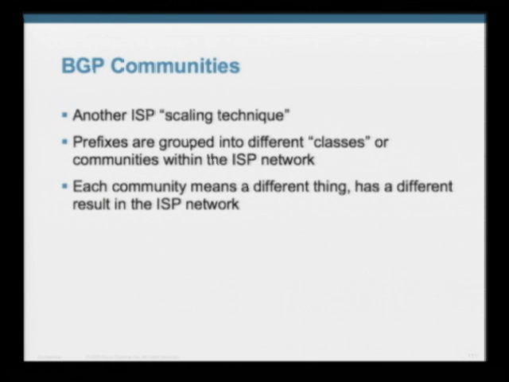Just, I suppose, get you interested in actually looking at using communities within your network if you aren't actually using them already. Because what this lets you do is group prefixes into different classes. So rather than just having one AS, and you try and do all your edge filtering with all your AS filters and prefix filters, you can actually group them into communities and do all your edge filtering based on communities instead. Each community means a different thing. You can have a different result inside your network or for your peers or your transit providers as well.